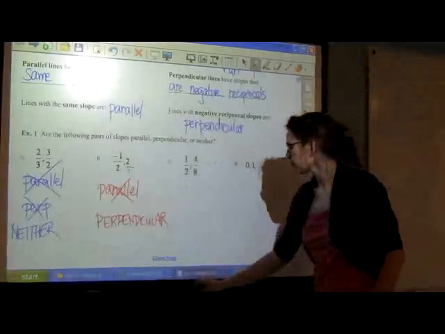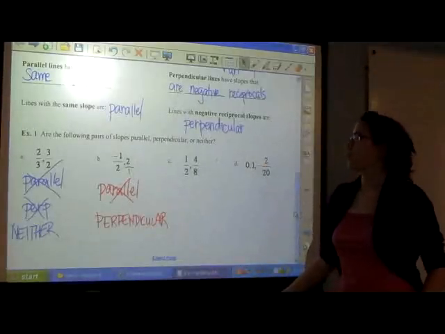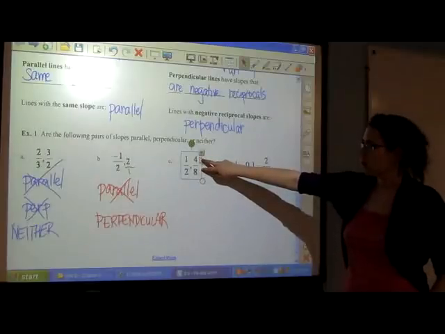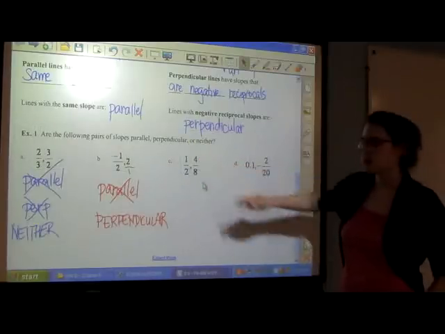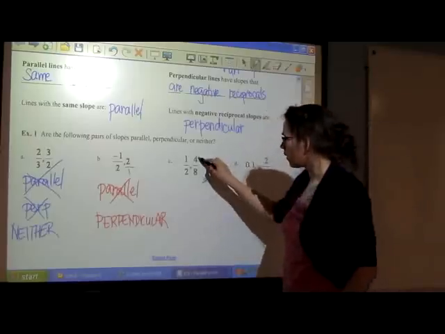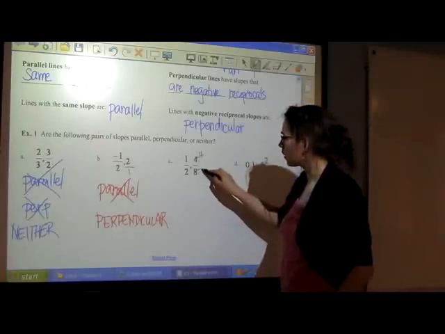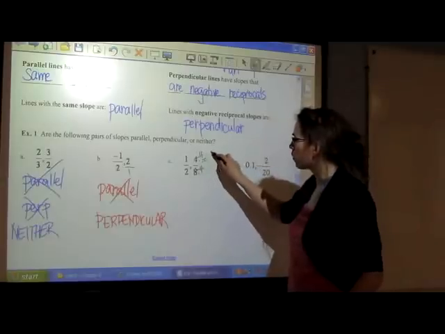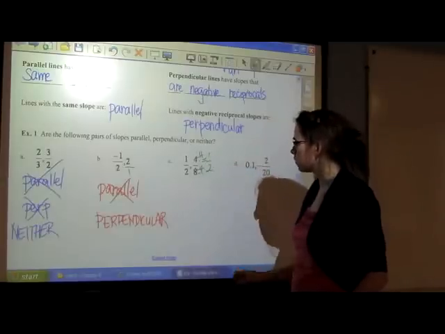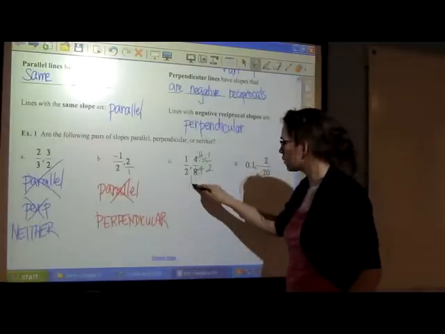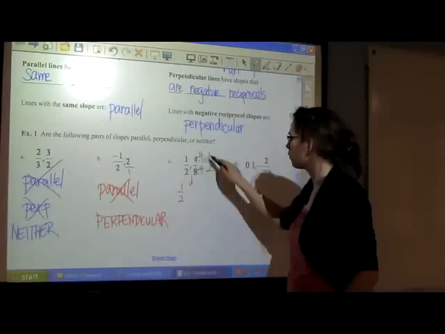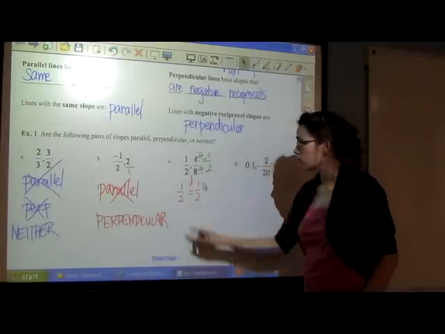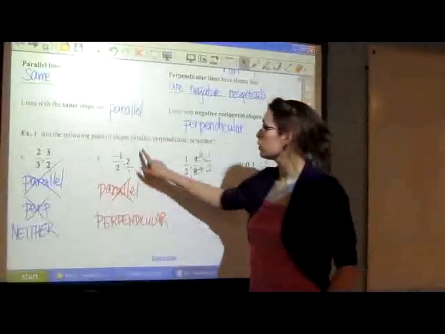Perpendicular. 1 over 2 and 4 over 8. Well, if I take a look at this 4 over 8, the first thing I should ask myself is, can I reduce this? Well, 4 over 8, if I divide the top by 4, and I divide the bottom by 4, in other words, if I reduce this, 4 divided by 4 gives me 1, 8 divided by 4 gives me 2. So 4 over 8 becomes 1/2. Since these are the exact same slope, I have parallel slopes.